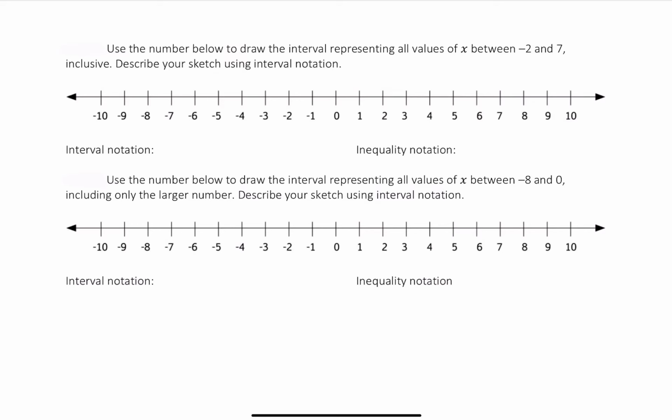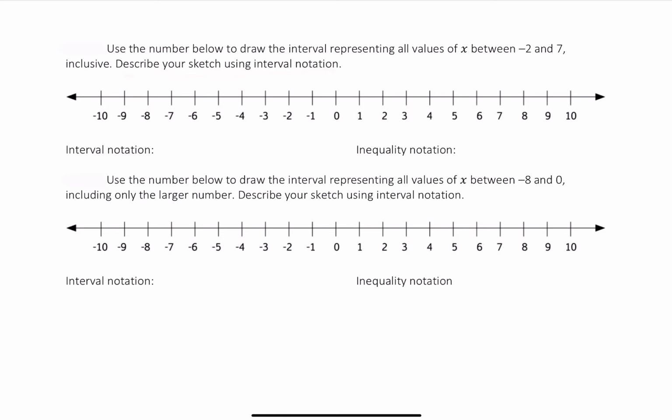Welcome. Below, we're going to use our given number lines here on our page to draw some intervals that are described in words. So this first one is: use the number line below to draw the interval representing all values of x between -2 and 7, inclusive. Inclusive means we include the -2 and the 7. Then we're going to describe our sketch using interval notation.